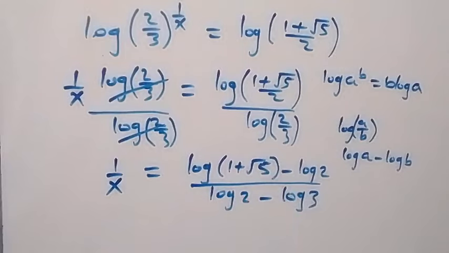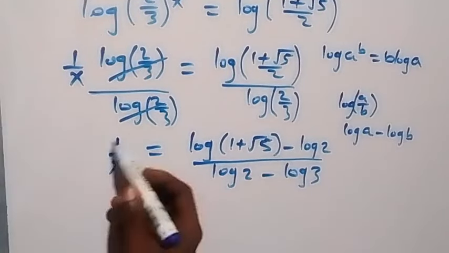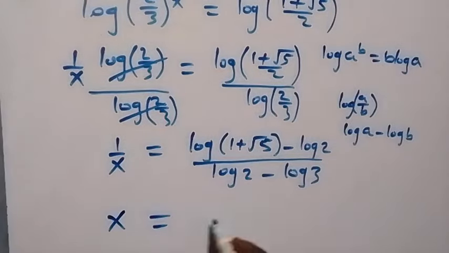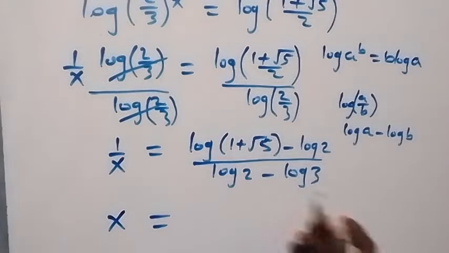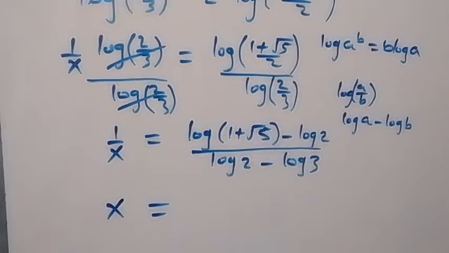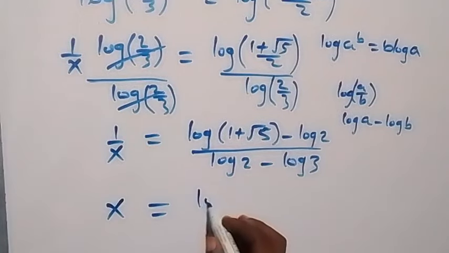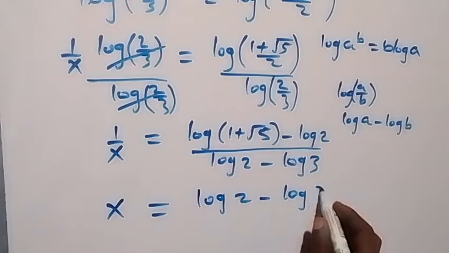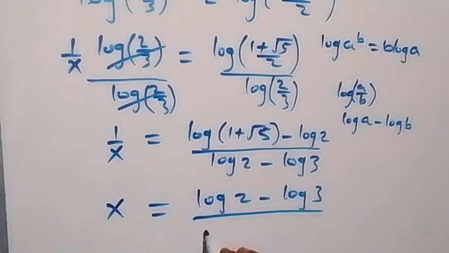Then what we want to find here is x, not 1 over x. So let's take the reciprocal. The reciprocal here will give us x, and the reciprocal here, log 2 minus log 3 will go up, and the other one will come down. So we have log 2 minus log 3, then divided by log of 1 plus root 5, then minus log 2.